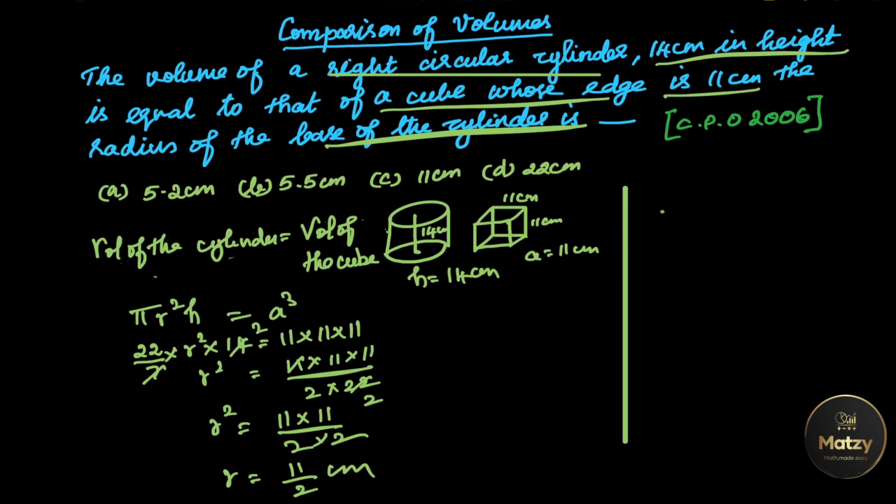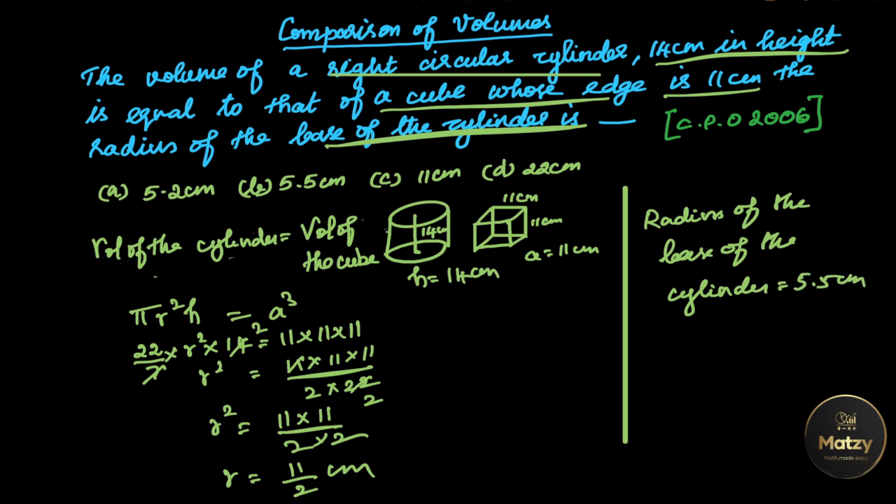Okay. So radius of the base of the cylinder is, what is 11 by 2? 5.5 centimeter. So correct option is B option.